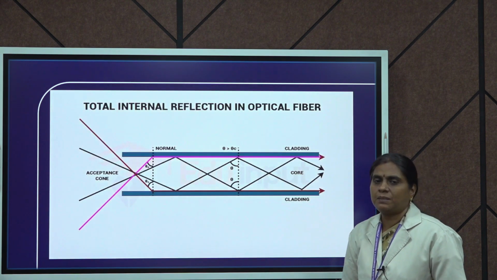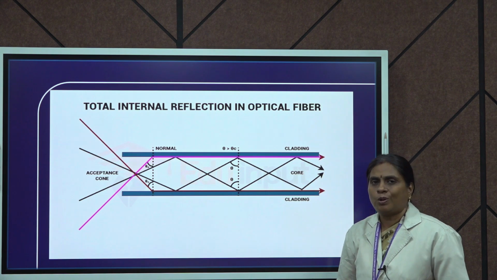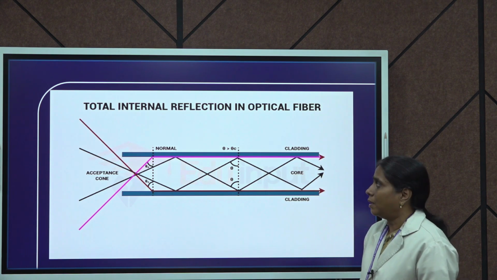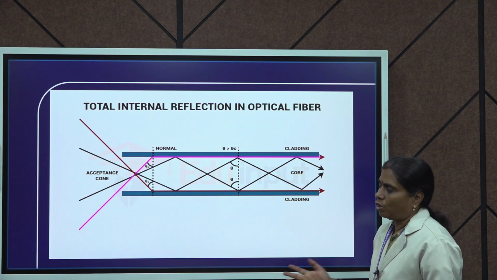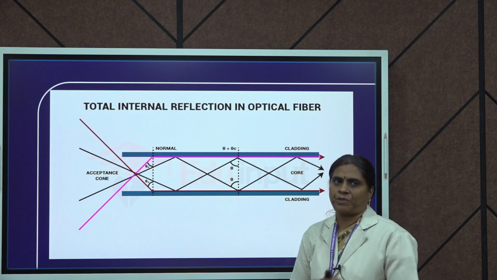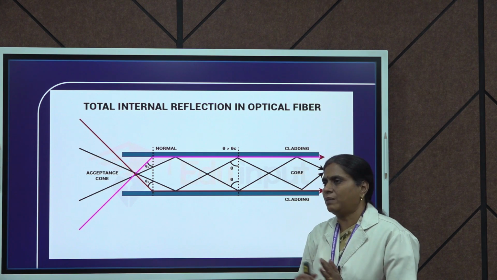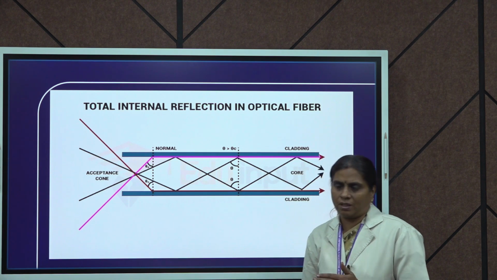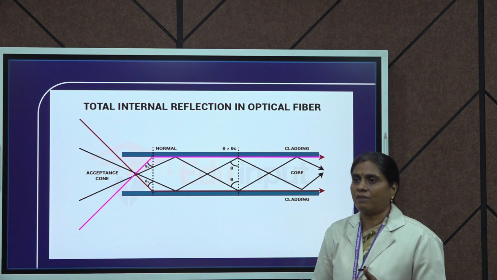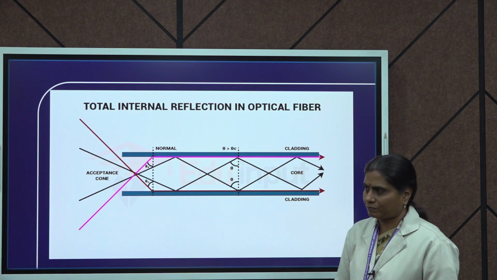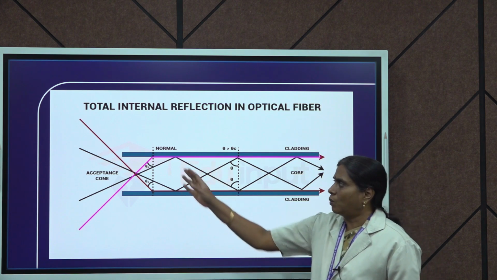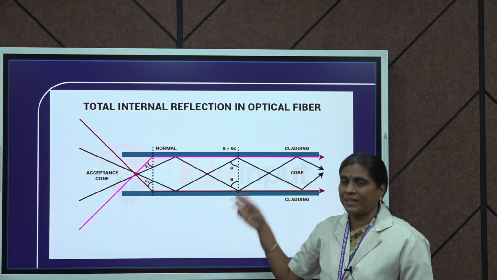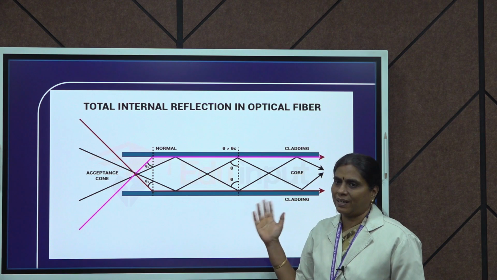So what is the principle behind the optical fiber? Total internal reflection is the basic principle behind the optical fiber. Normally if light moves from one medium to another medium, half of the light gets reflected and half of it gets transmitted. Here we have to avoid the transmission, we only need reflection. So it can be achieved by total internal reflection.